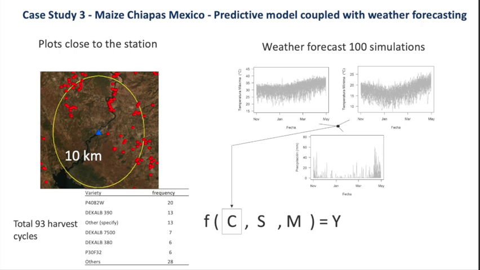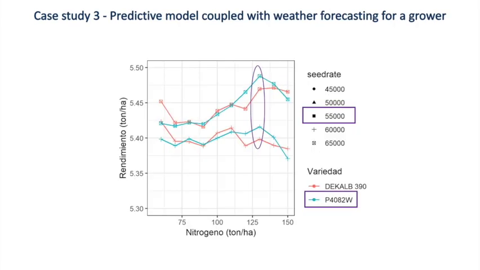We also use the predictive capacity in the model to combine it with the climate forecast. And to do this, we established, around a meteorological station, a range of 10 kilometers radius, and we identified the lots that were close to that coverage area for this climate forecast. And the idea was to identify which practices could optimize the yield based on that climate forecast. In total, we covered 93 harvest cycles where different varieties were planted.